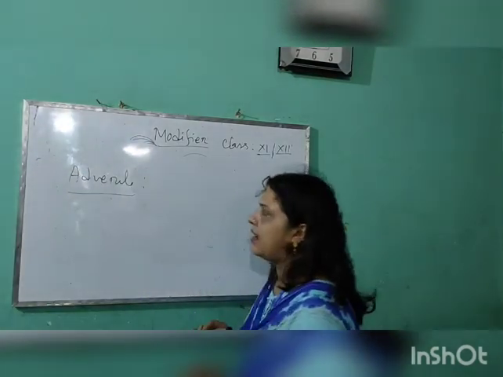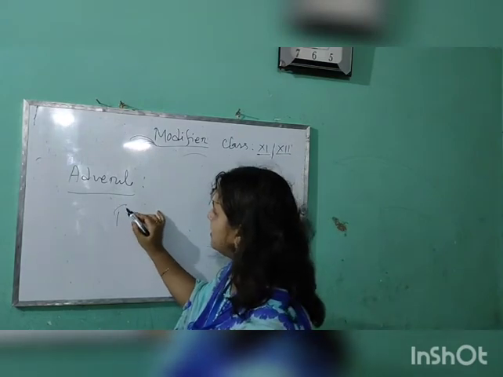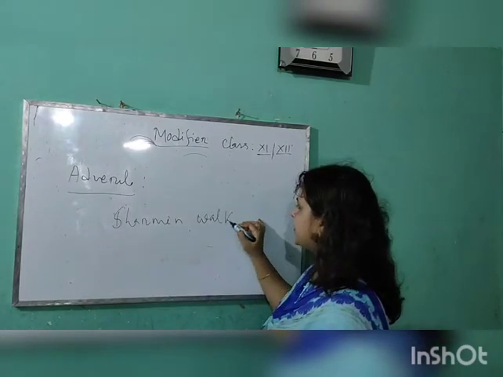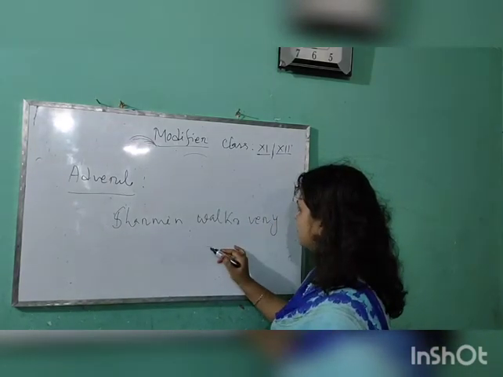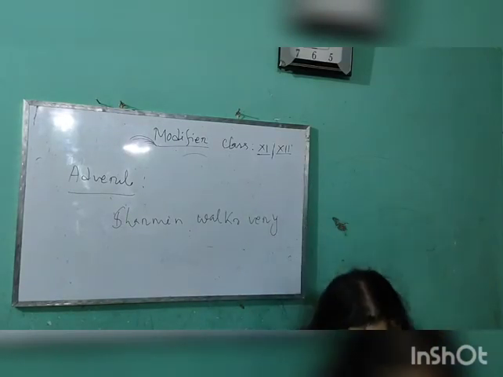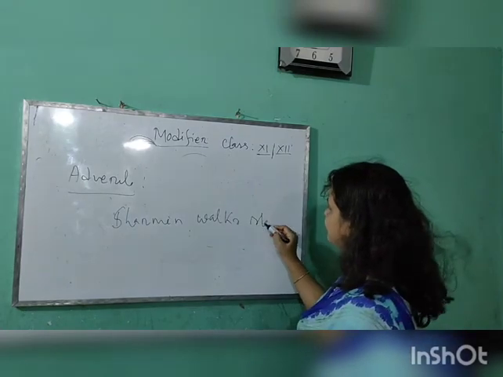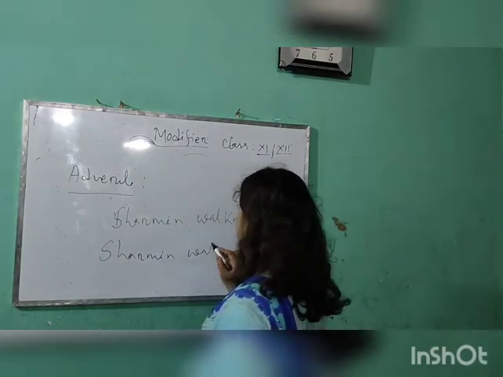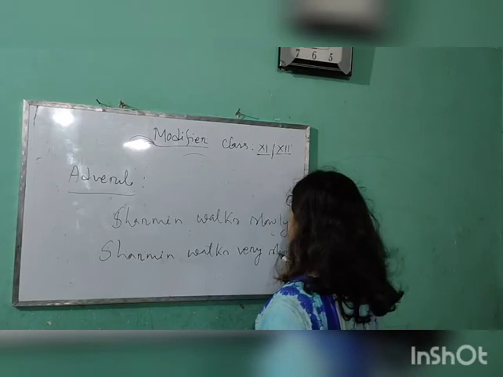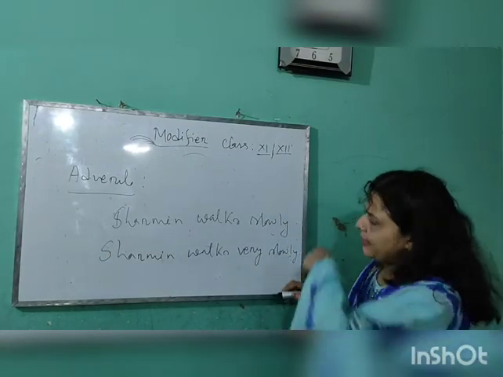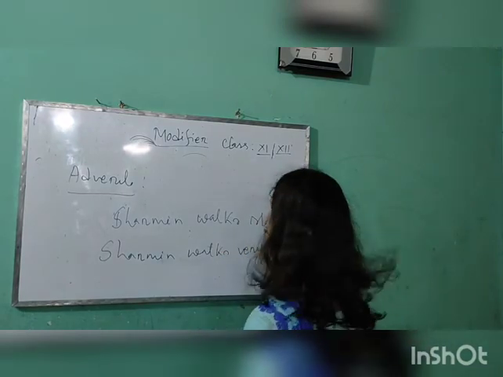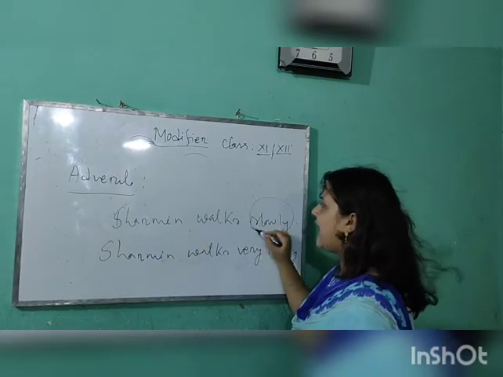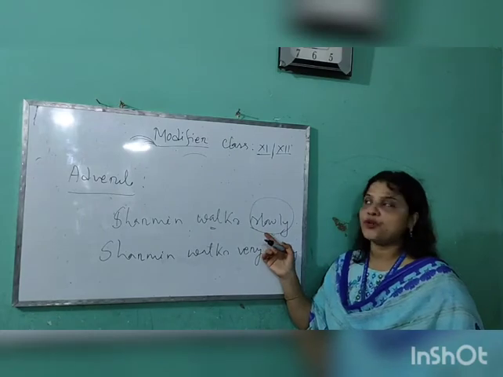Now I will show you the adverb used as a pre-modifier. Charmin works very slowly. Charmin walks very slowly. Now let us see here. Charmin walks slowly. You see, here I have used slowly after the verb. It acts as a post-modifier here.